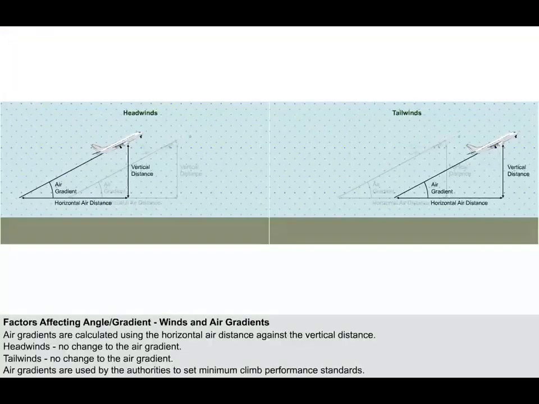Air gradients are used by aviation authorities to lay down minimum climb performance limits. For example, a multi-engine aeroplane operating in the public transport category must demonstrate a 4% air gradient after takeoff. This requirement forms part of the operational safety standards that were mentioned in the performance standards lesson.